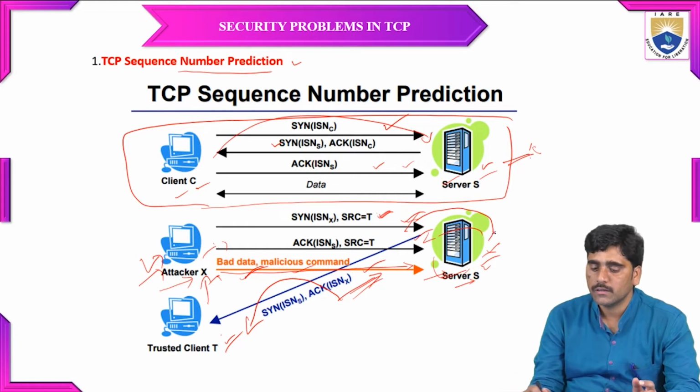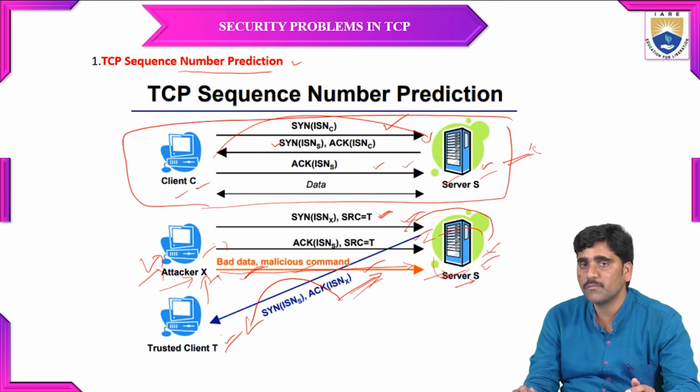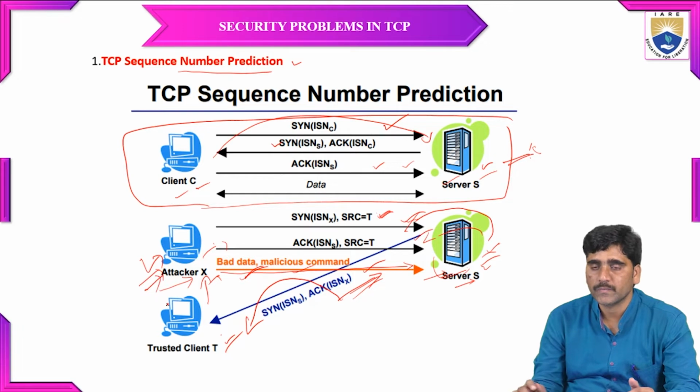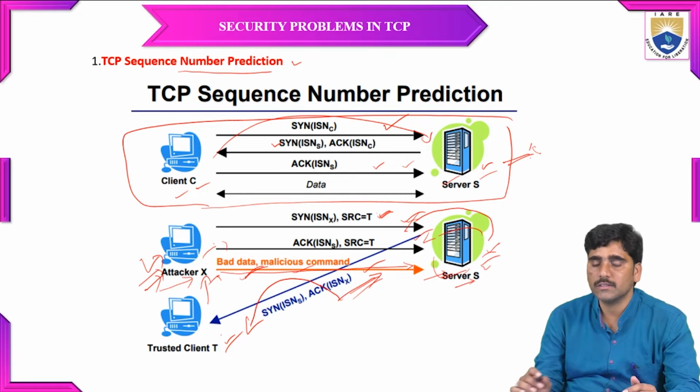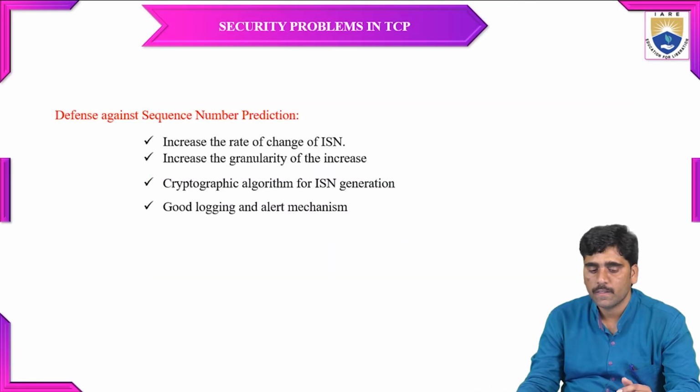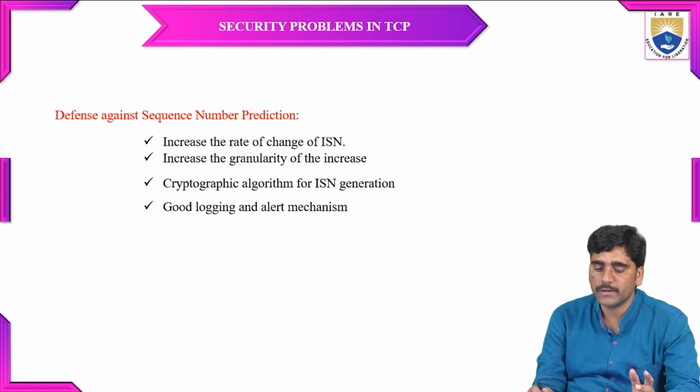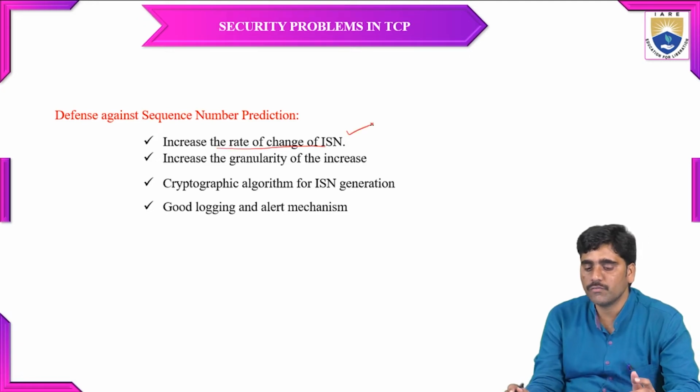So the next number, the next digit or the next step of the server is going to be predicted by the attacker, just like the TCP sequence number prediction problems that occur in the TCP protocol. So to defend against sequence number prediction, what do we have to do? We have to increase the rate of change of ISN.